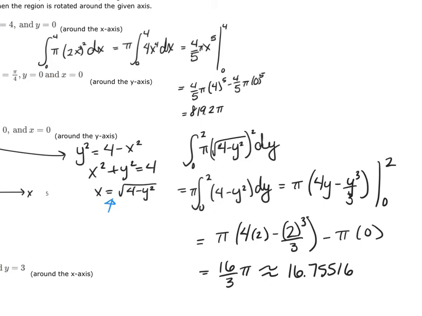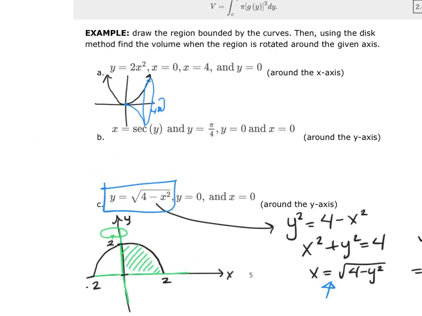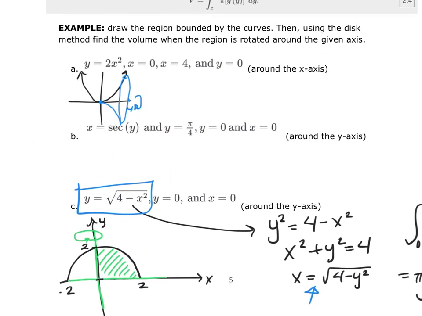Okay, so let's take a look at our other one. I'm going to erase this because I'm going to need this space. And we're going to take a look at B here. Now B is already in terms of y. It already has x equals.